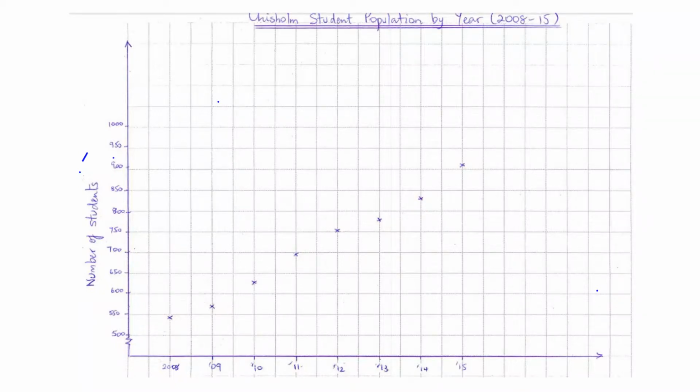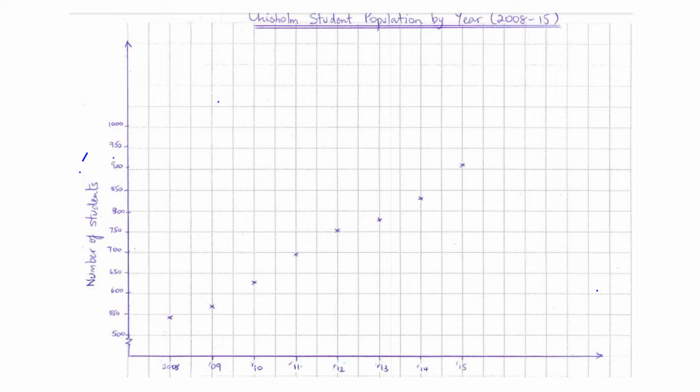Welcome along to a tutorial. This one's designed to show you how to plot lines of best fit, and once we've plotted that, we're also going to develop an equation to describe that line. So firstly, get yourself a ruler, preferably a clear plastic one.